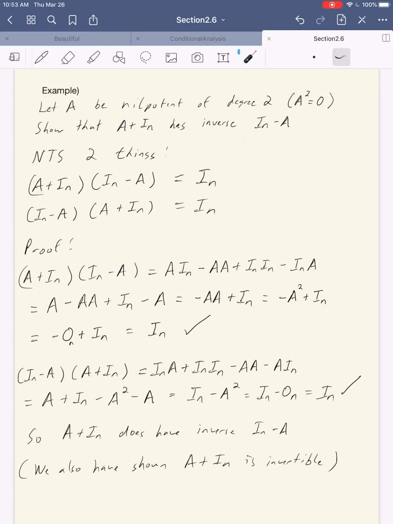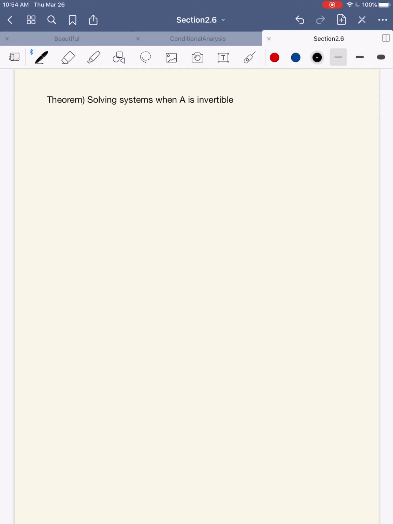All right, so now we're ready to start getting into some of the theory behind what types of matrices actually have inverses. So we're almost to that point here. We've just got one small comment to make that's going to be useful in the major proof that we're about to do. So let's go ahead and take a look at that. We're going to give a quick little theorem about solving systems when A is invertible.